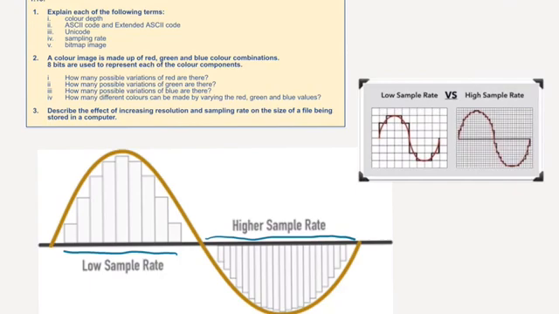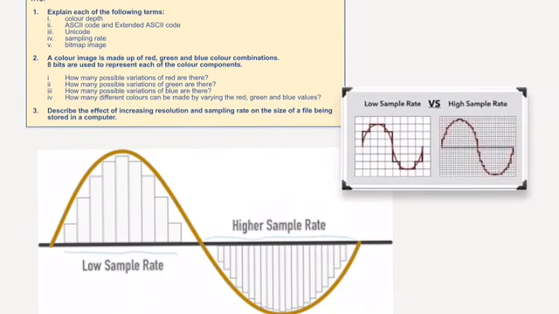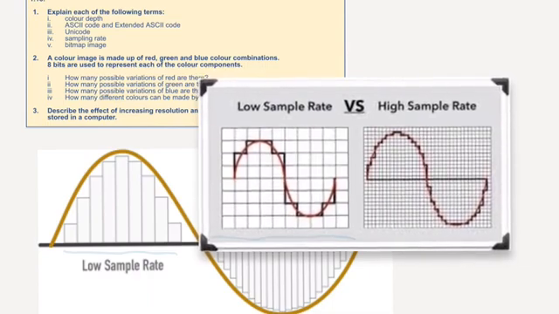Why is that? Well, if I show you on this one, you can see that we're trying to get it to follow the curve as closely as possible. So the more samples that are taken, the closer it is to the curve, and the better the quality in terms of the music. So the higher the sample rate, the better the quality. Okay, that is a sample rate, the number of sound samples taken per second.